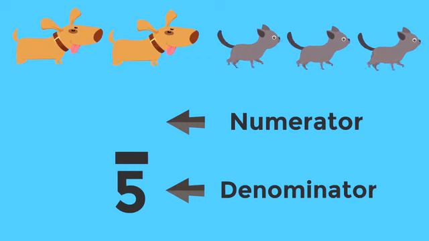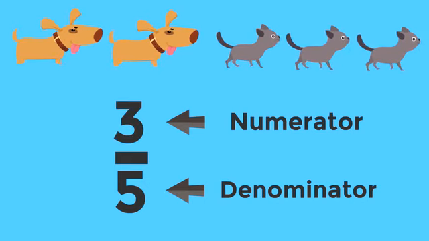Remember, we're asking for the fraction of the pets that are cats. How many cats are there? Yeah, 3. So what's the numerator? Yeah, 3. 3 is the numerator. 3/5 of the pets are cats.